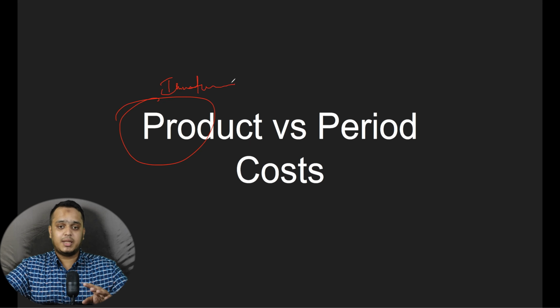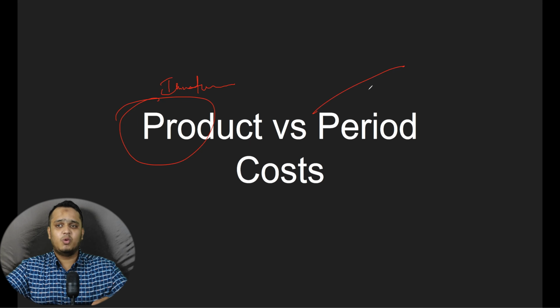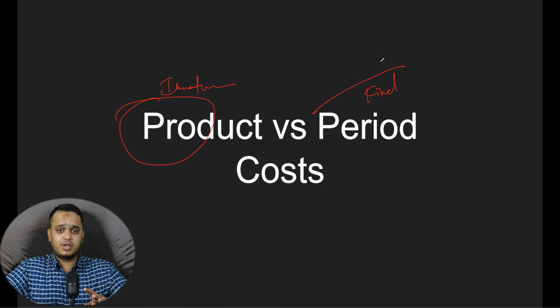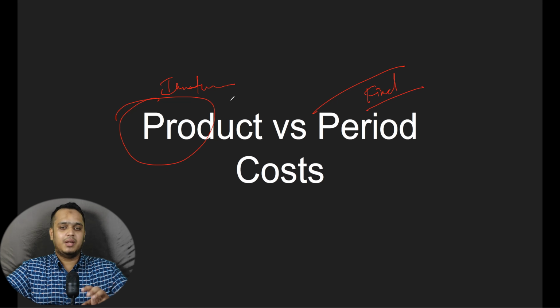You can put it as an inventory, whereas those costs which do not get into the inventory, that is my period cost. Now, in most instances, it is the fixed cost. Okay, it's a fixed cost which comes under the period cost. Fixed selling, fixed administrative stuff will come under the fixed cost under the period cost, whereas the product cost will be inventoriable cost.